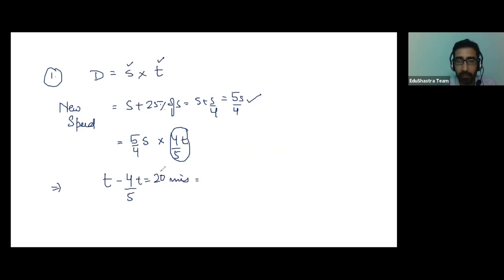And you can solve this. t minus 4 by 5 t is t by 5. t by 5 is 20, so t has to be 100 minutes. Is this clear? If anybody had a doubt earlier, I hope this has become clear. The concept is clear. Excellent.